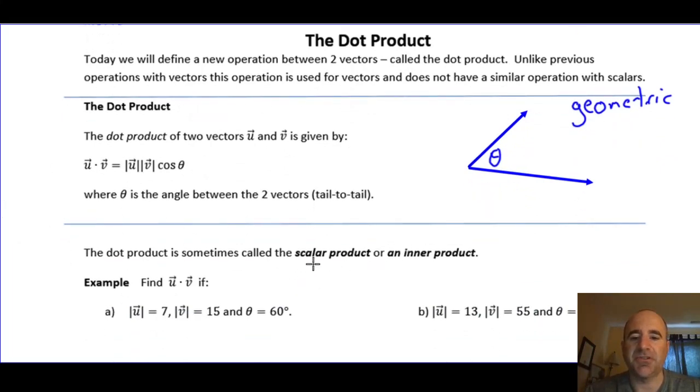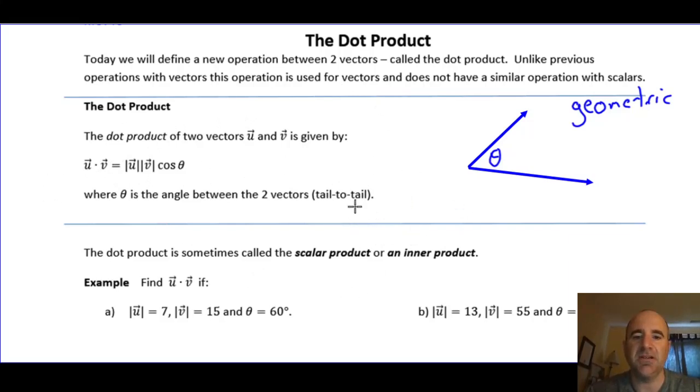The dot product is also sometimes called the scalar product or an inner product. You can see why it's called scalar product. For u dotted with v, the magnitude of u is a scalar, the magnitude of v is a scalar, and the cosine of theta is a real number as well, so that's also a scalar. So this is in fact going to give you a scalar. The dot product operates on two vectors, but it returns a scalar value.